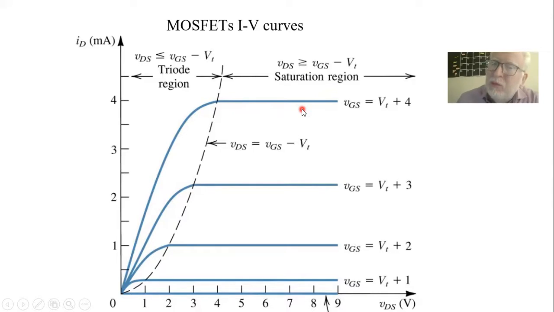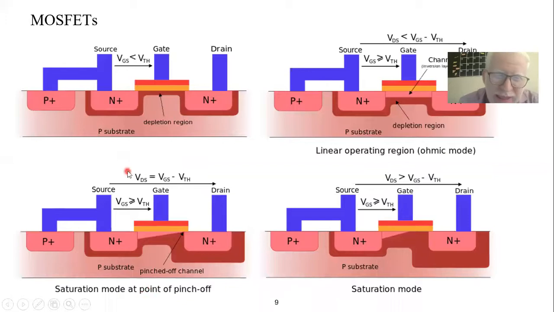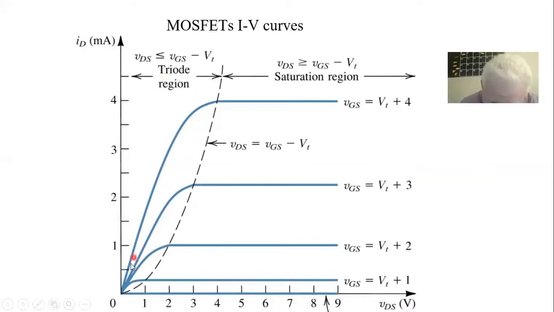Now, we have a third region of operation, which is the cutoff region. The cutoff region is the region at which the VGS is smaller than V threshold, which is this region. In this case, no channel is created, and you simply don't have current. So that's why this is directly overlapped over the x-axis, because you don't have current.